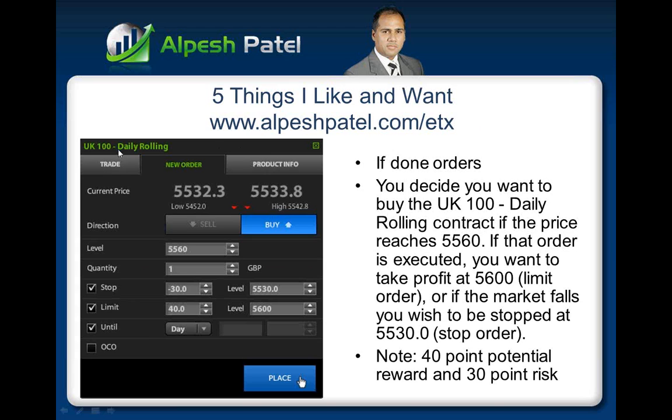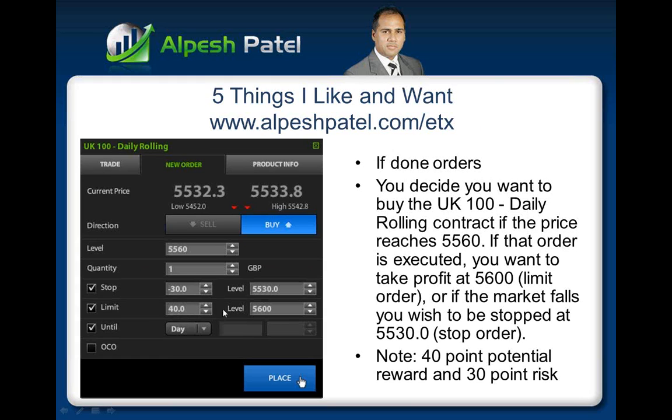We're looking here at the UK FTSE 100, and we're looking at buy and sell. You decide you want to buy the FTSE 100 daily rolling contract if the price reaches 55.60. Now, at the moment, it's at 55.33. You say, if it goes to 55.60, I think it's going to go higher, so I want to buy. And if that order is executed, you want to take your profit if it then goes on to 5600 from 55.60. That's called the limit order. So you click on limit. You can see here, 40 points, level 5600.